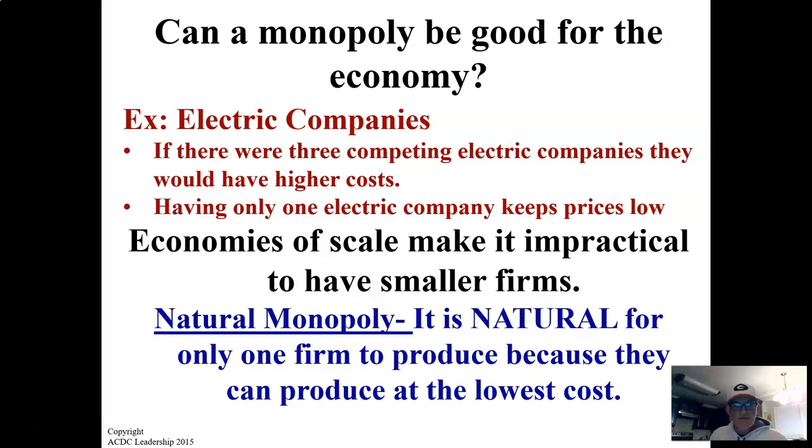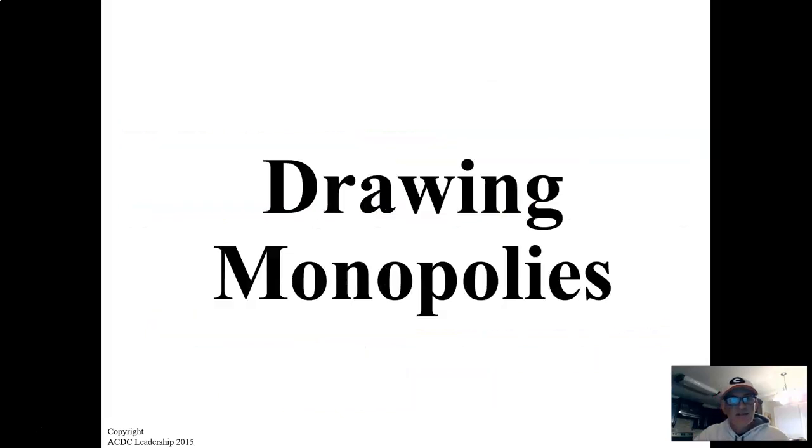So these are known as, and you probably want to write this down, natural monopolies. Okay, these are allowed by the government. They are regulated by the government, so they can't charge any price that they want, and that's why we have things like the power company, gas and electricity, stuff like that.